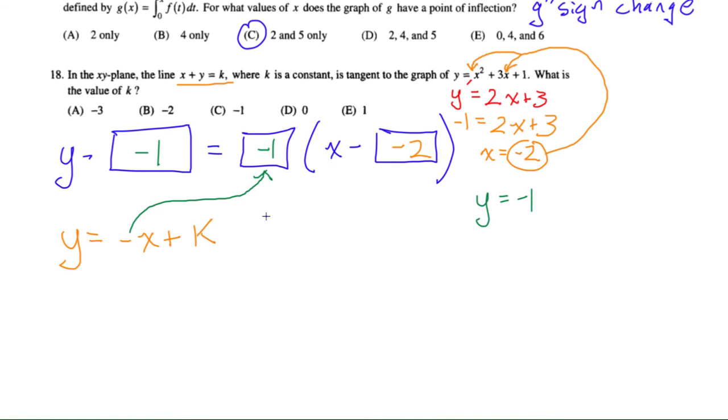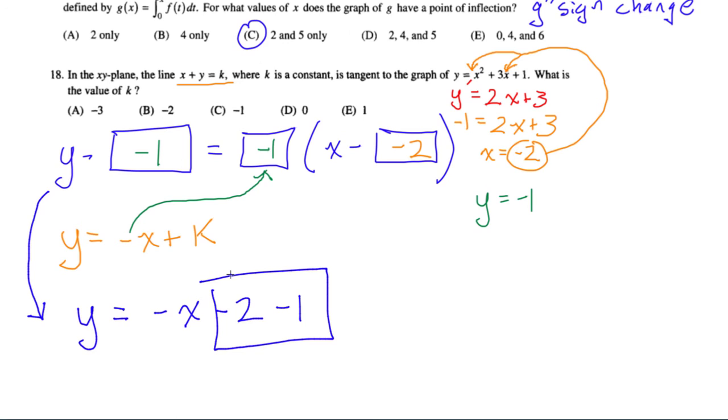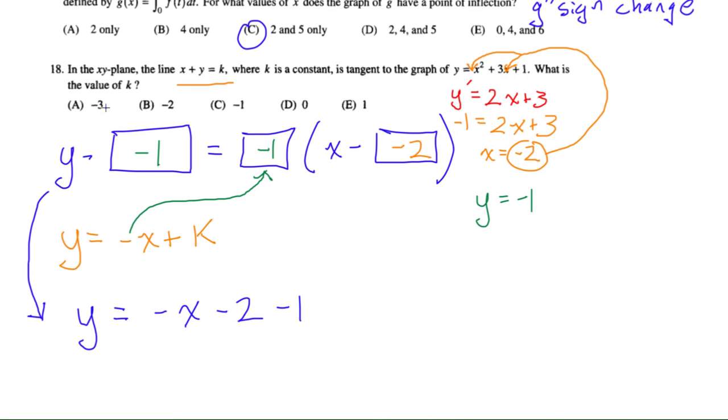So if I distribute this all out, coming down here, this is y plus 1, so I have to subtract 1 from both sides. y is equal to -x, -2, -1. -2 because -1 times a +2 is a -2, and this was a +1. I have to subtract 1 from both sides. Therefore, this k value right here is -3.